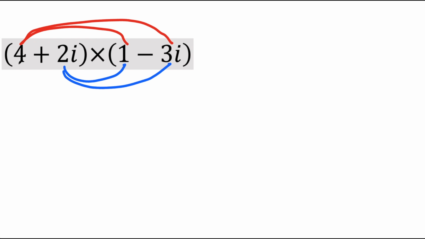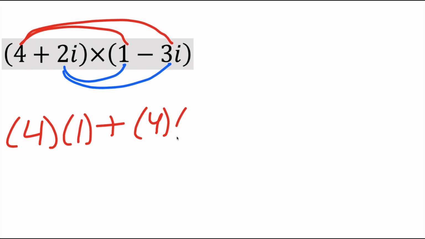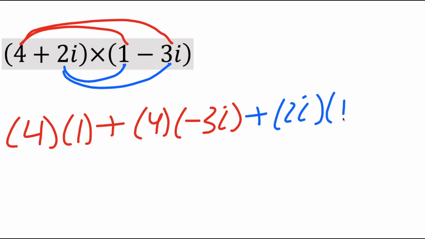So let's rewrite this. So we have 4 times 1. So I'm going to do it in red. 4 times 1 plus 4 times negative 3i. I'm going to change colors for 2i, the one in blue, plus 2i times 1 plus 2i times negative 3i.